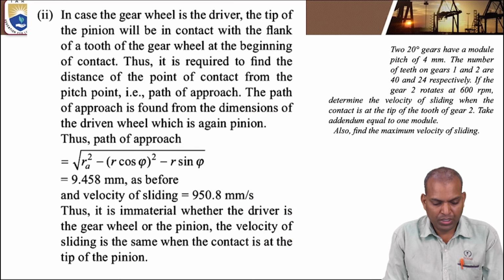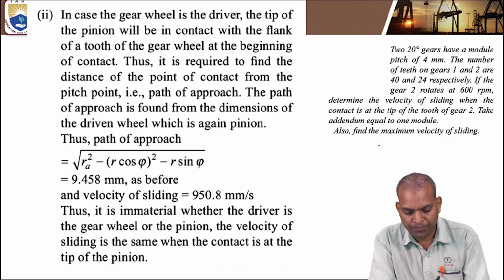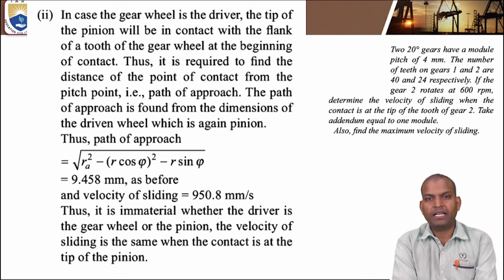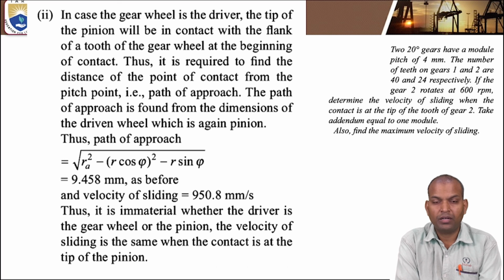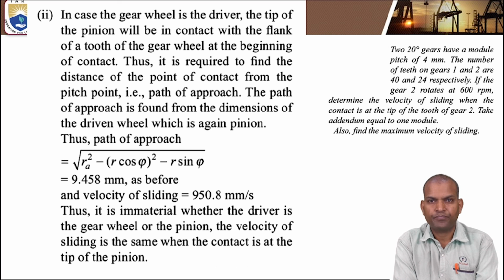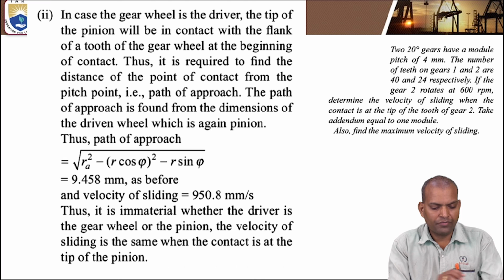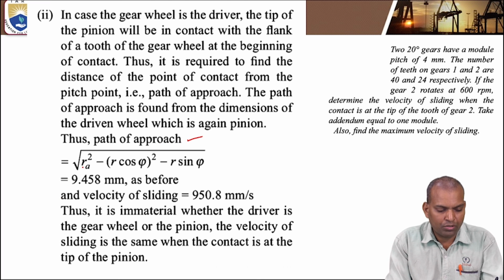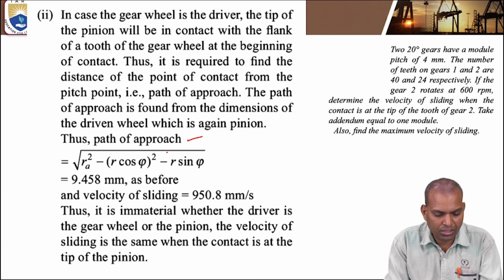So what is objective 2? Objective 2 is related to the path of approach. Take the addendum and find the maximum velocity of sliding. The maximum velocity of sliding takes place during the path of approach, not the path of recess. At that time, for the velocity of sliding, we need the path of approach. The path of approach equal to square root of Ra square minus R square cos square phi, minus R sin phi, where R is capital R.